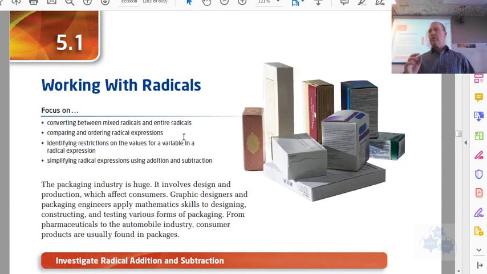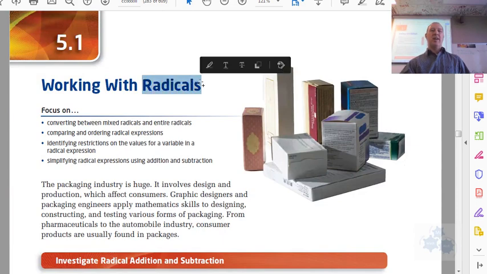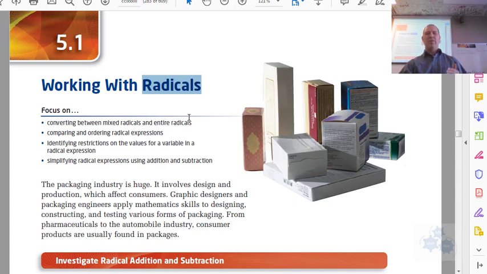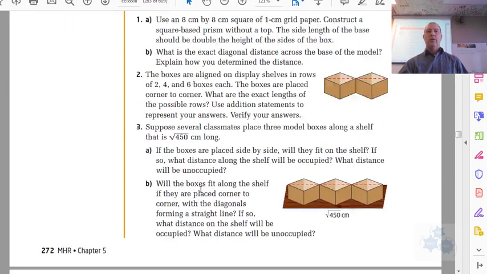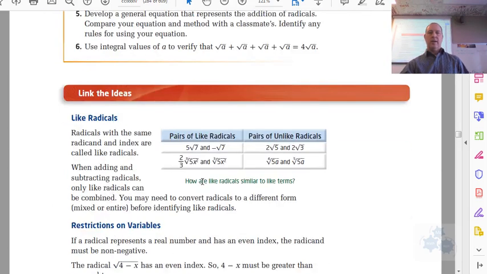Okay, so 5.1. The basic lesson 5.1 is working with radicals. And again, you've had some experience, and I've gone over this a little bit already before, but we're going to go over it a little bit more in depth today. And I believe that you've had experience with this in previous math classes. But we're going to talk about simplifying radicals, adding and subtracting, multiplying radicals, and all that sort of stuff. We're going to get comfortable today with working with radicals of all kinds.